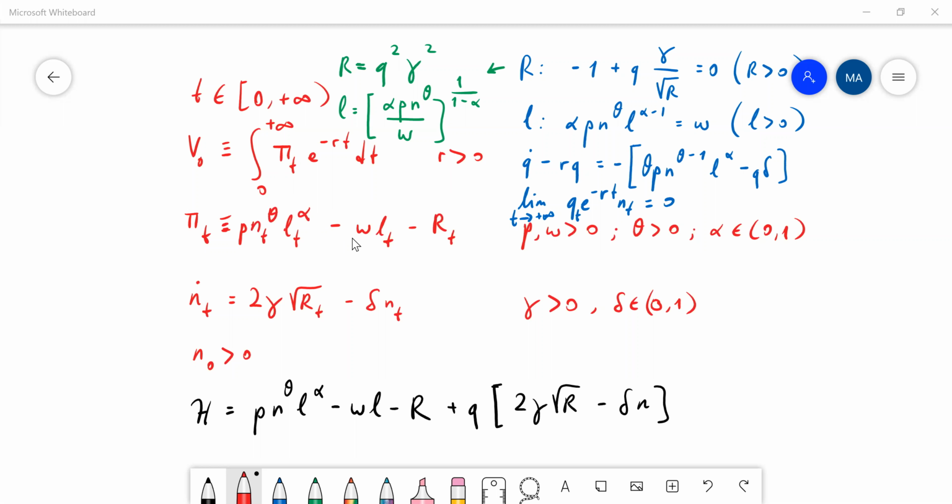So here theta is some positive number, so there could be increasing returns with respect to N, but alpha is between 0 and 1, so the production function exhibits decreasing returns to scale with respect to labor, okay? So diminishing marginal productivity of labor, basically, right? So obviously, we should talk about the R&D technology here.